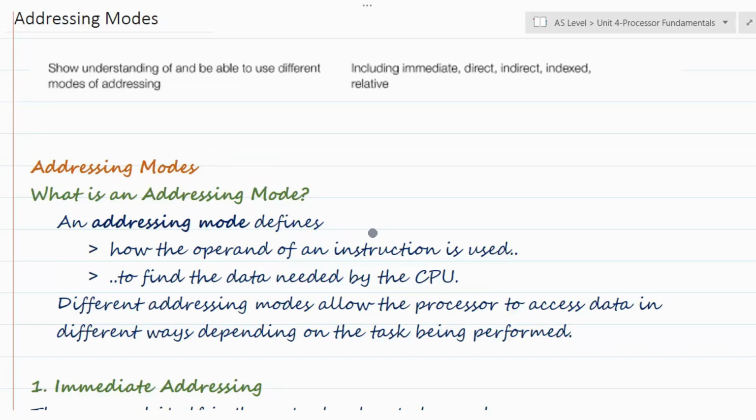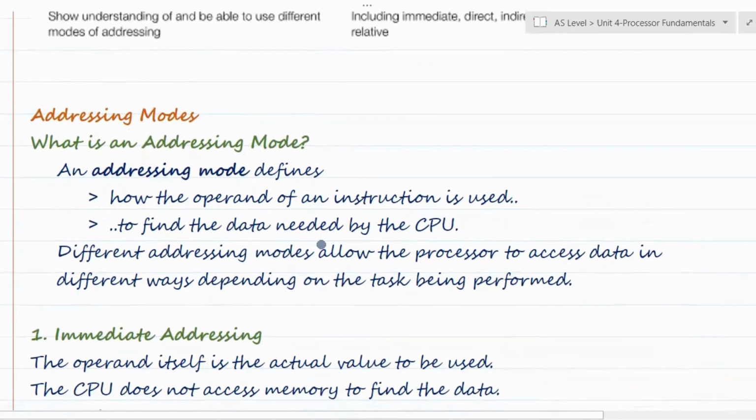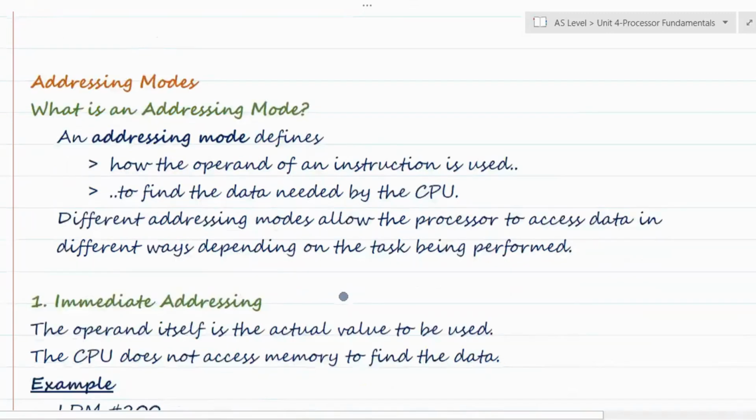So, in simple words, an addressing mode defines how the operand of an instruction is used to find the data needed by the CPU. Different situations require different ways of accessing data, and that is why we have several addressing modes. Let's look at each one of these with examples.